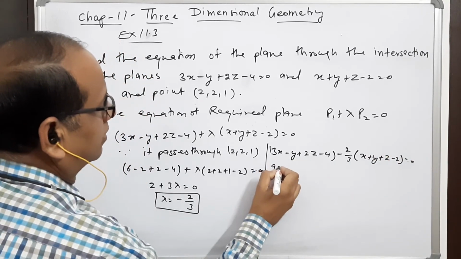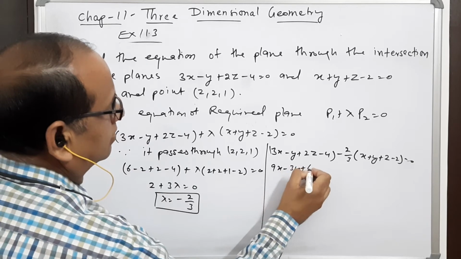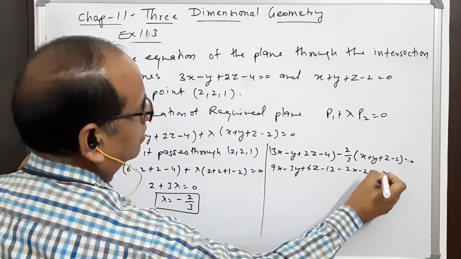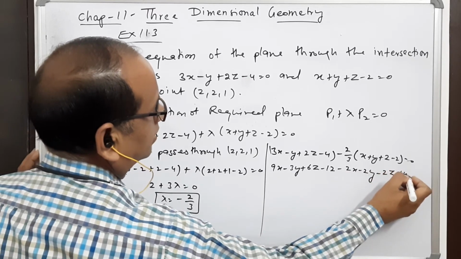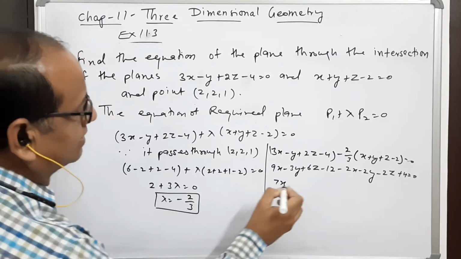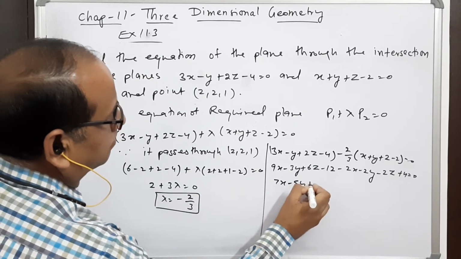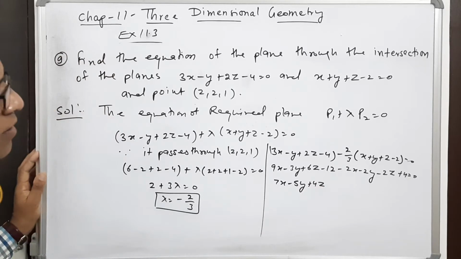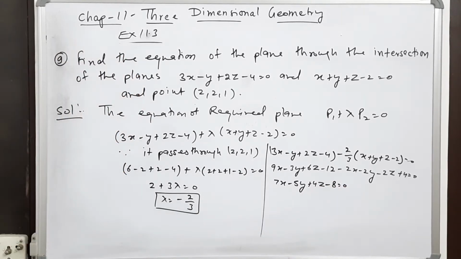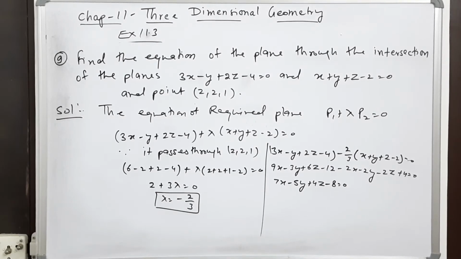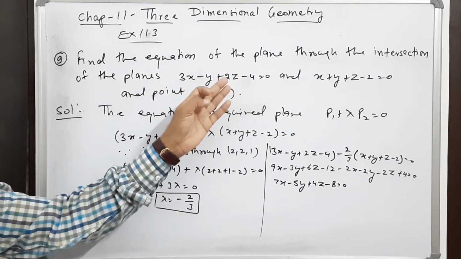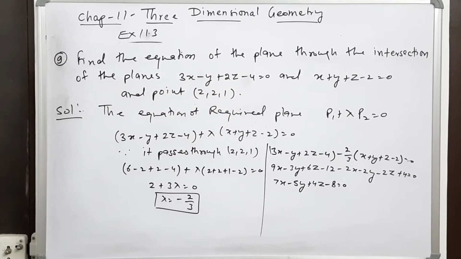Multiply this. It is 9x plus 3y plus 6z minus 12 minus 2x minus 2y minus 2z plus 4 equals 0. So the answer is 7x plus y plus 4z minus 8 equals 0. So in this way you can find the equation of the plane which passes through the intersection of two planes and one point is given.